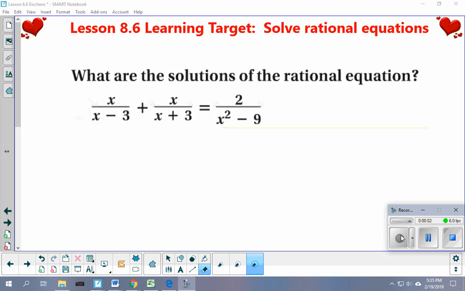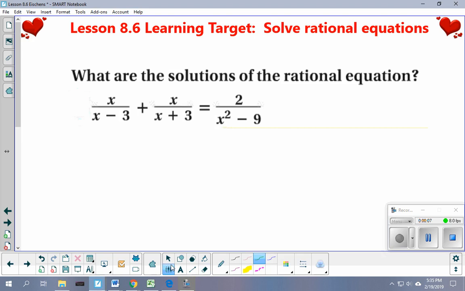All right, in this lesson we're going to talk about solving rational equations. And before we do that, I want to talk about a concept that may make this easier, and that is if we have 3 over 8 equals x over 8, what does x have to equal? Well, in order to make it true, it would have to be 3. 3 over 8 equals 3 over 8.